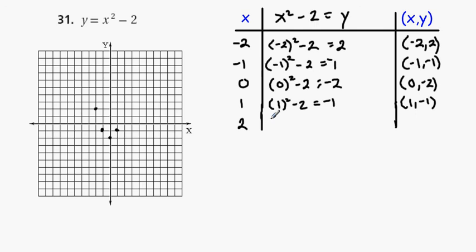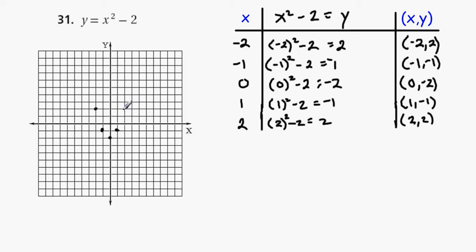And finally 2. So I input 2 for x, replace, substitute 2 in for x. 2 squared is 4, and 4 minus 2 is 2. So my ordered pair then is going to be 2, 2.